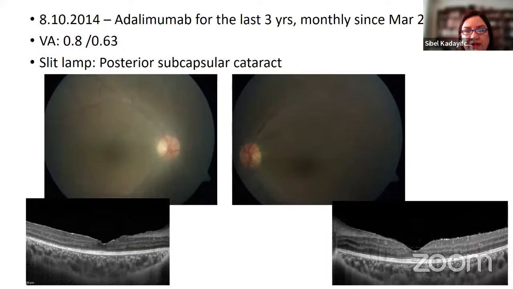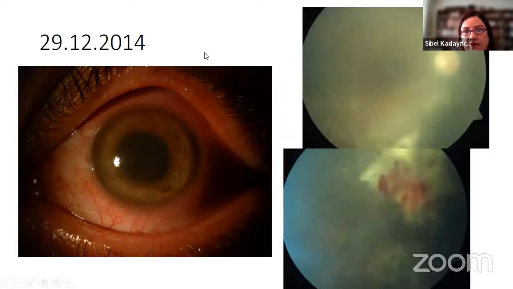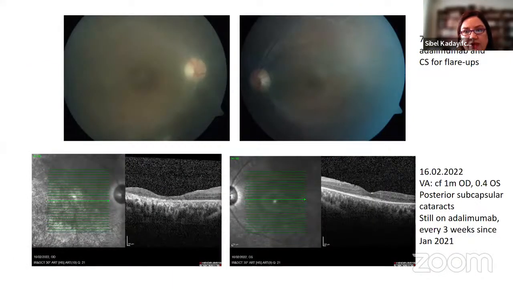The pediatric rheumatology department decided to taper the adalimumab for a while, but the patient came with a major flare-up in the posterior segment with a panuveitis. And we had to increase the dose. We had to give IV methylprednisolone again. And we are still following the patient. After nearly 15 years, the right eye sees hand motions, counts fingers from 1 meter, and the left eye sees 0.4. We have been able to taper adalimumab for the last 2 years to 3 week intervals, but we are still continuing this.